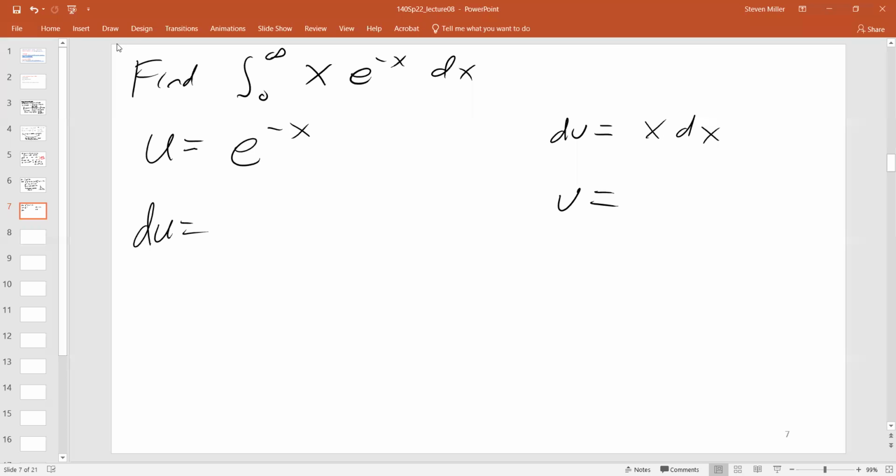So this is the same as dv dx equals x. So what function has derivative x? 1/2 x squared. So 1/2 x squared. And if u is equal to e to the negative x, what's du going to be?